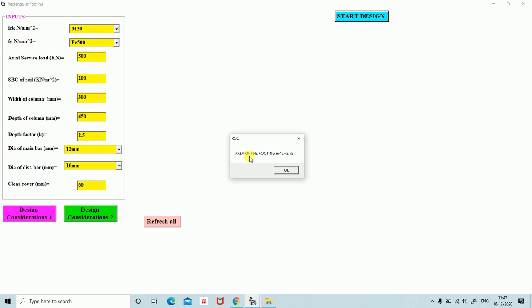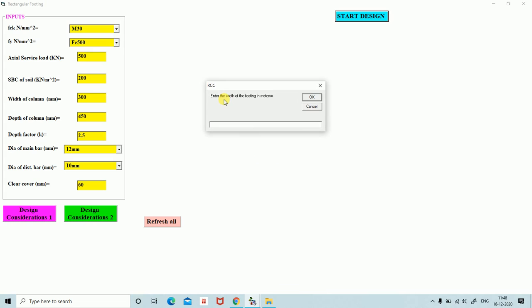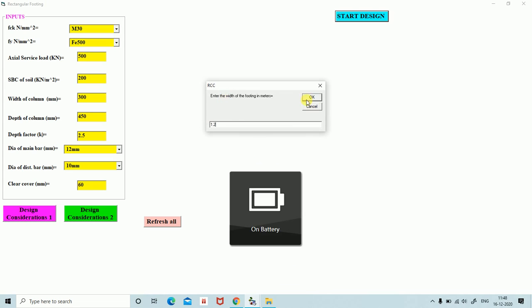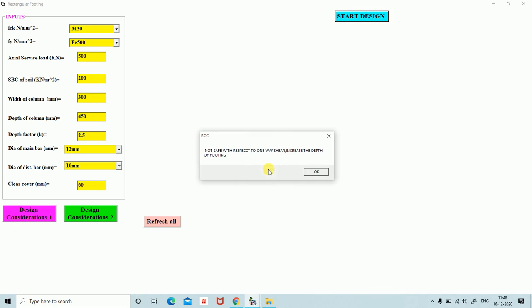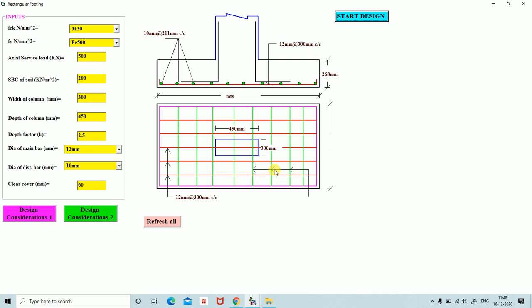Here you can see the area of the footing. If you want to provide a square footing, then you have to provide the square root of 2.75. I want to design a rectangular footing, so I first fix the width of the footing. Width of the footing is 1.2 meters. Then okay. You can see it is not safe with respect to one-way shear; increase the depth of the footing. Therefore we have to increase the depth of the footing.